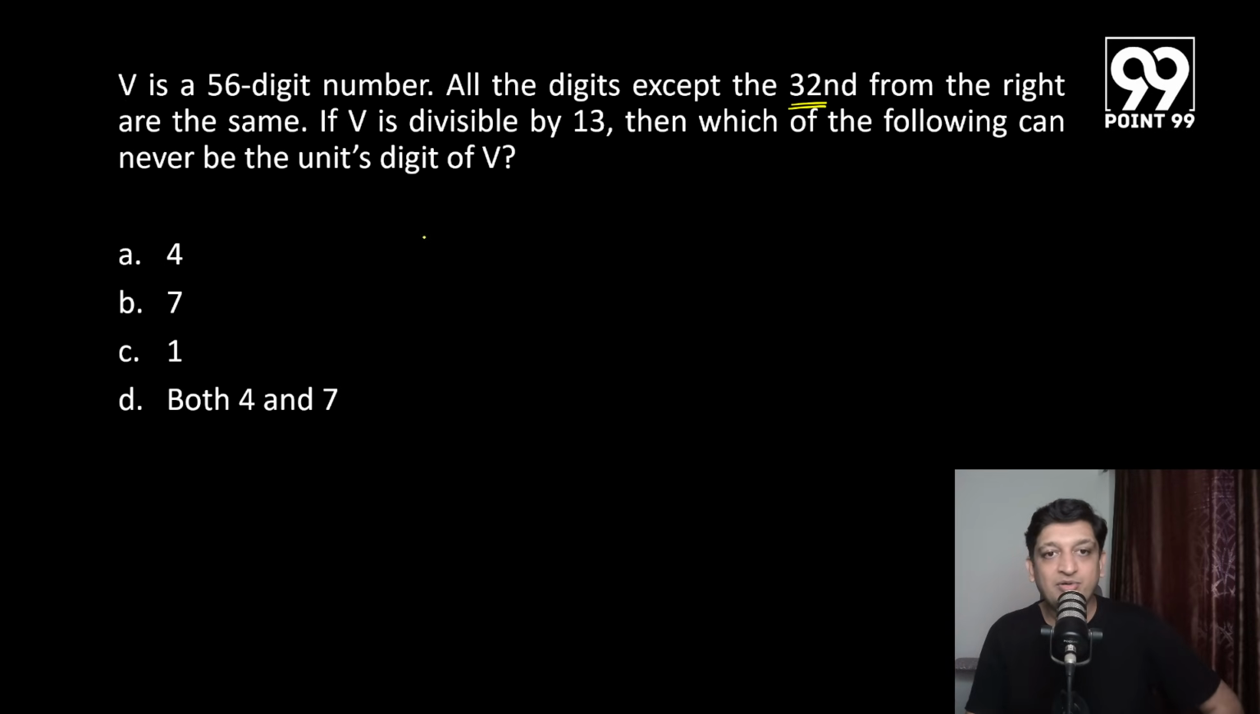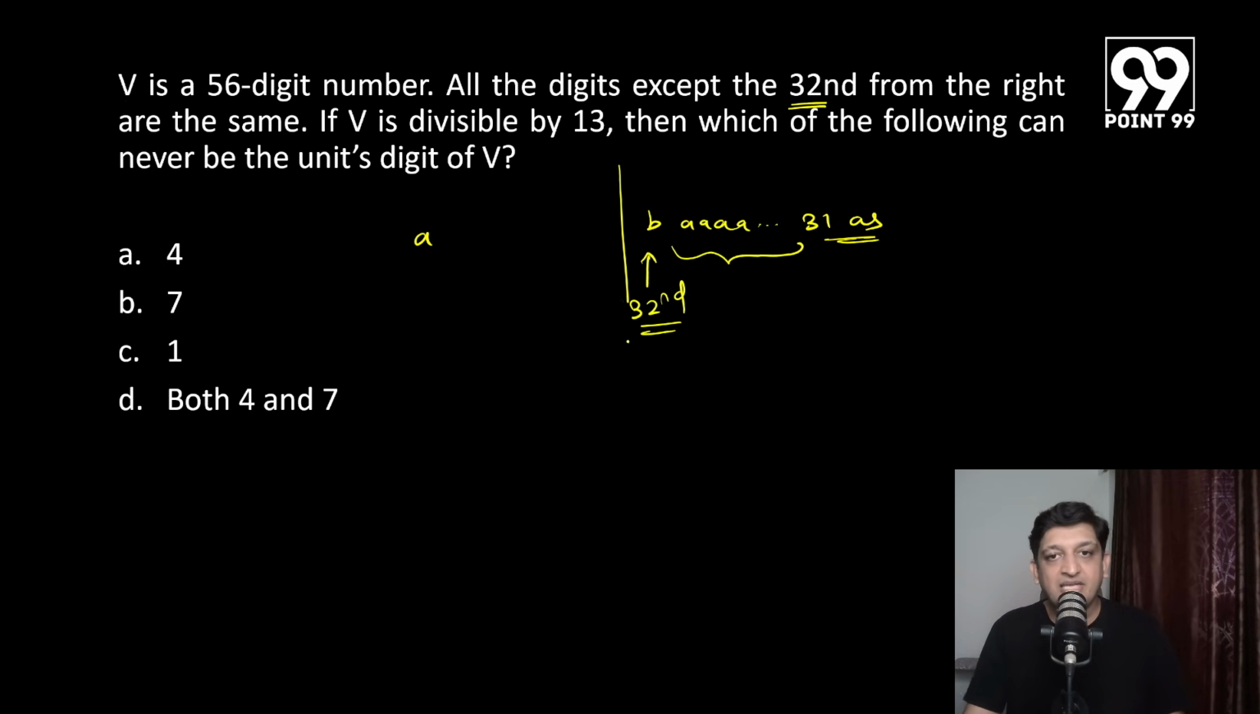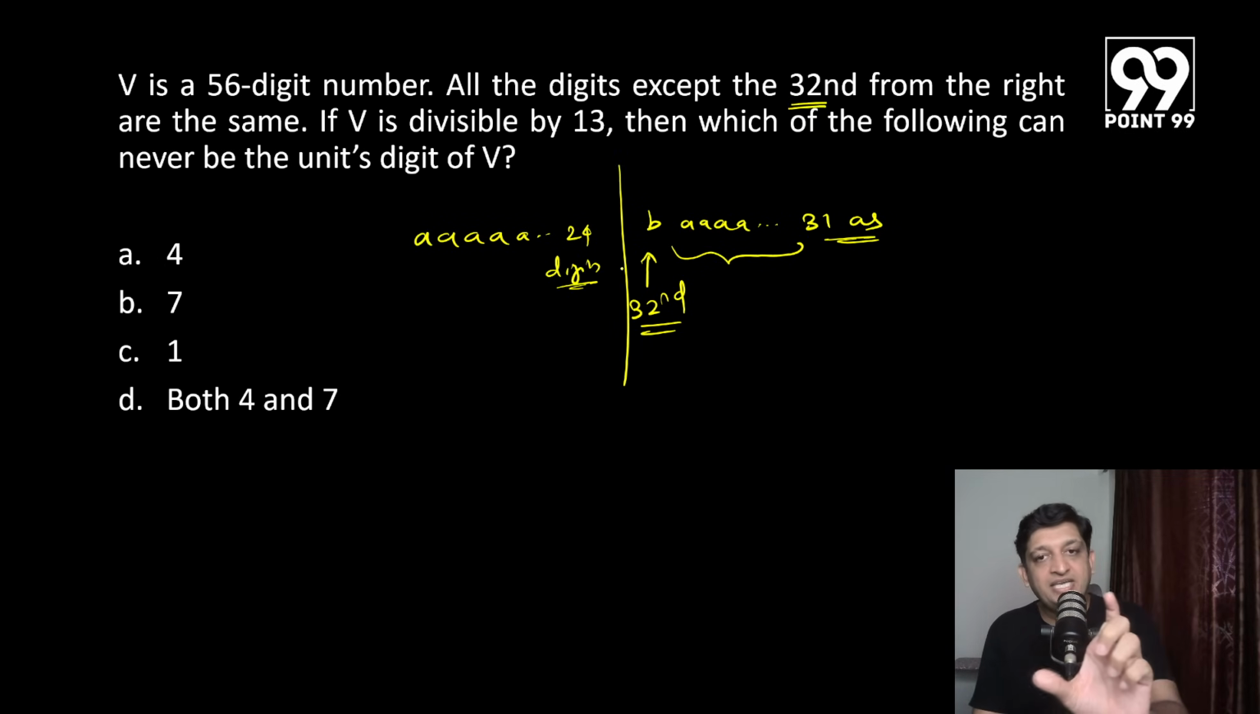So let's say, for example, you have a 56-digit number, right? Which comprises of a lot of A's and a B. So all the digits except the 32nd digit from the right. So let's say, for example, I have 31 A's that are present. 32nd from the right is B, which basically means I am left with 24 digits and all of them are going to be A's. So 24 digits are going to be A's followed by a B followed by 31 A's.